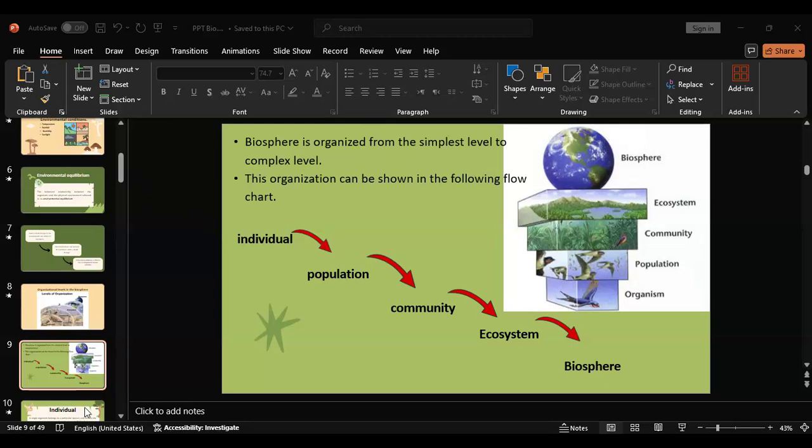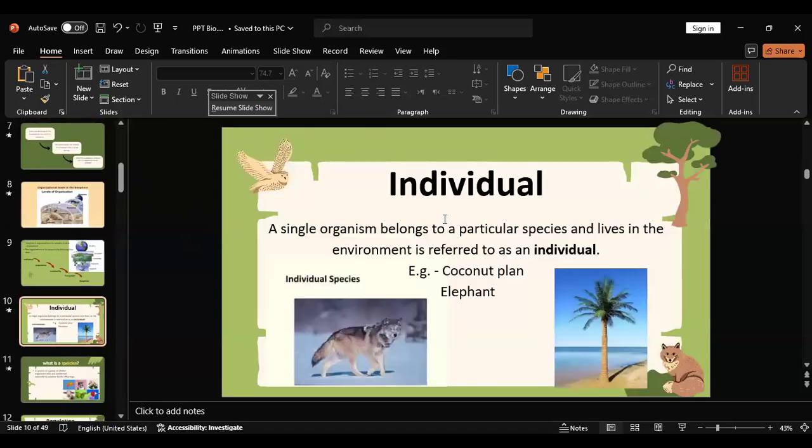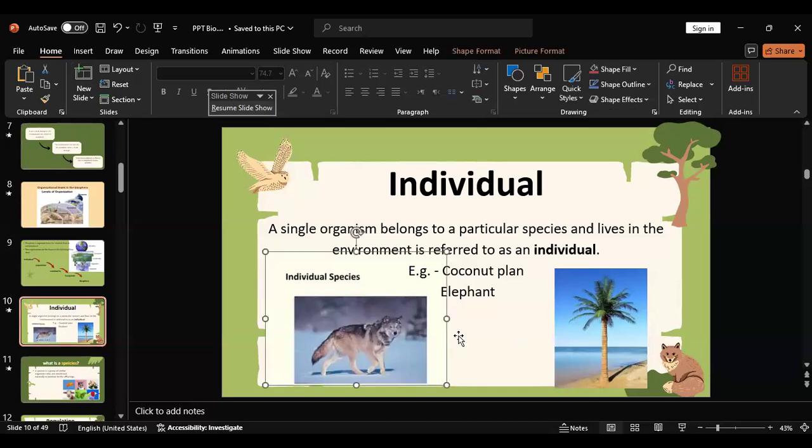Right. The next thing. So let's learn each of them. First of all, what is the lowest level? Individual. Here, what is an individual? Normally, an individual is a single organism. If you consider one environment, there are different organisms now, for example, a plant like a coconut plant, an elephant, or a dog, or a cat, or whatever.